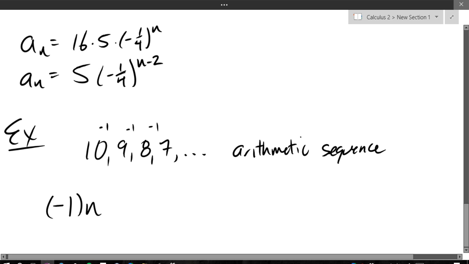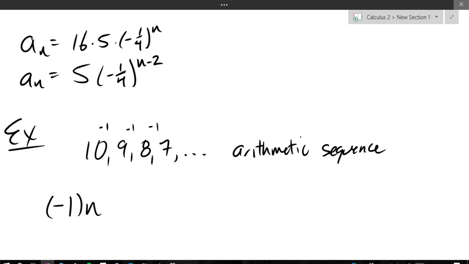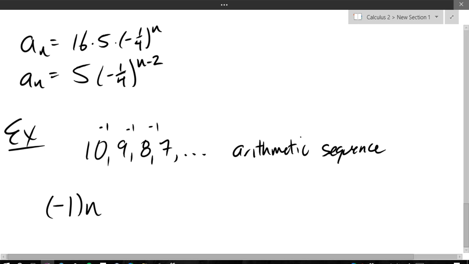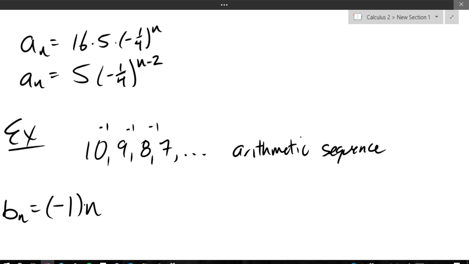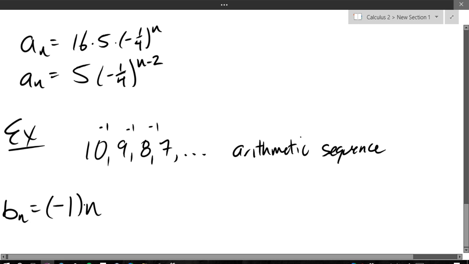So think about minus 1 to the n. Every time you get n one more, you get another negative 1. So if I let b n equal, this is multiplying right here, not power anymore, so we're multiplying. So n is 1, you get negative 1, n is 2, you get negative 2, n is 3, negative 3, negative 4, negative 5, etc. So that pattern should be pretty easy to see that we're counting down by 1 every time we increase n. This definitely doesn't start at 10 though.